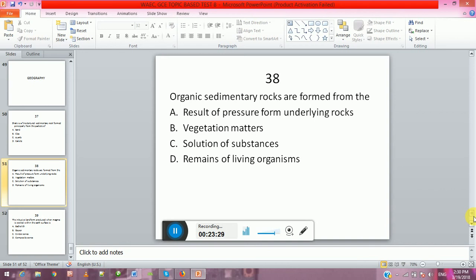Organic sedimentary rocks are formed from the A, result of pressure from underlying rocks, B, vegetation matters, C, solution of substances, D, remains of living organisms.